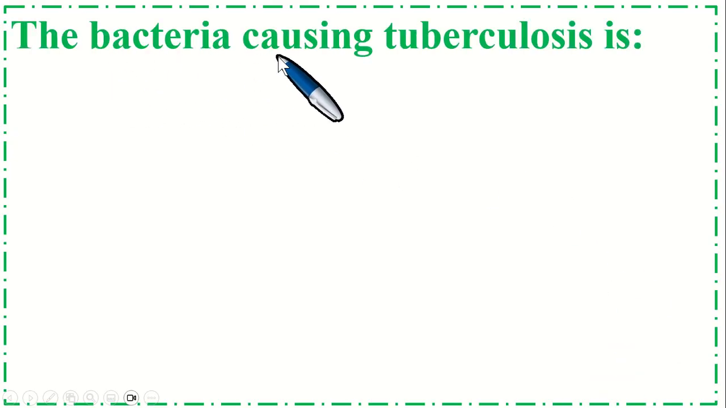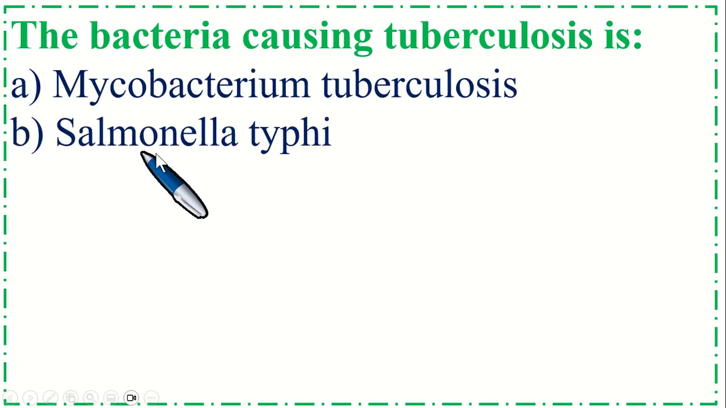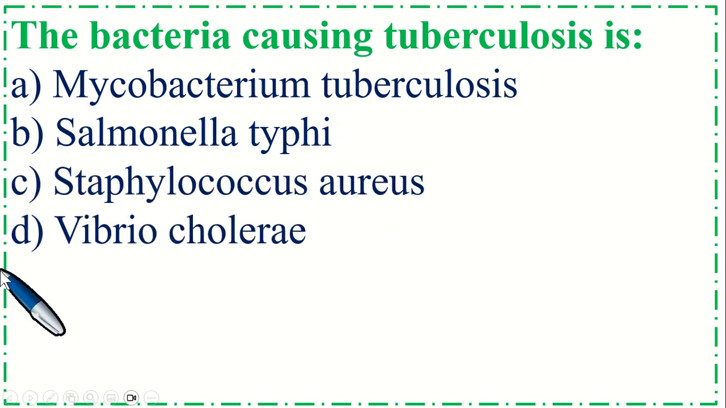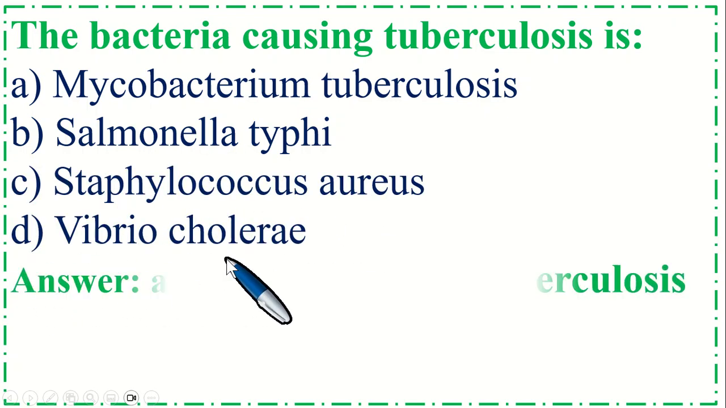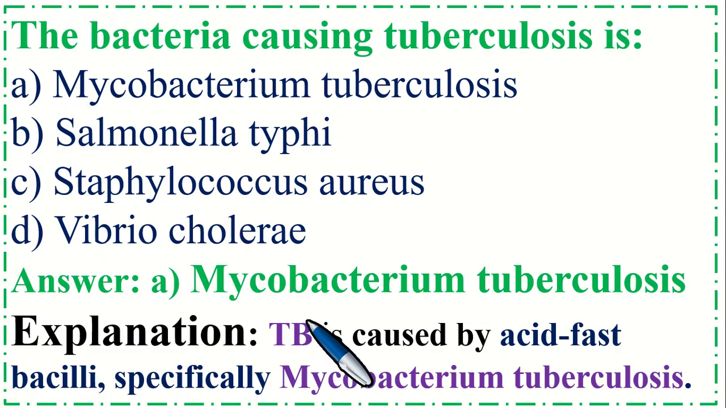The bacteria causing tuberculosis is option A Mycobacterium tuberculosis, B Salmonella typhi, C Staphylococcus aureus, and option D Vibrio cholerae. So the correct option is A Mycobacterium tuberculosis. Explanation is TB is caused by AFB, specifically Mycobacterium tuberculosis.